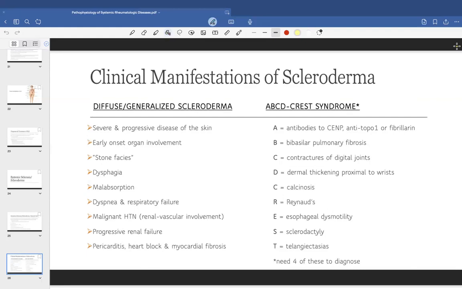which is the finger thing that I was telling you about, and then telangiectasias. Okay, but there's also the ABCD part of it, and you only need 4 of those to diagnose CREST syndrome, scleroderma. So CREST is easier to diagnose than the systemic generalized scleroderma.